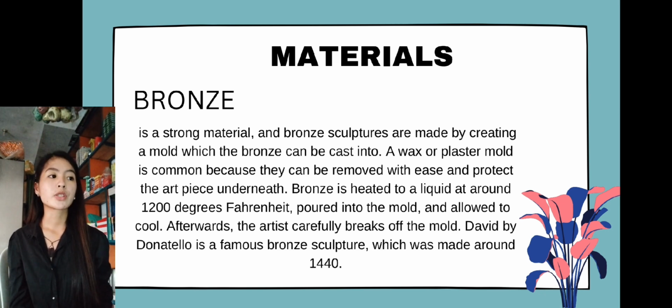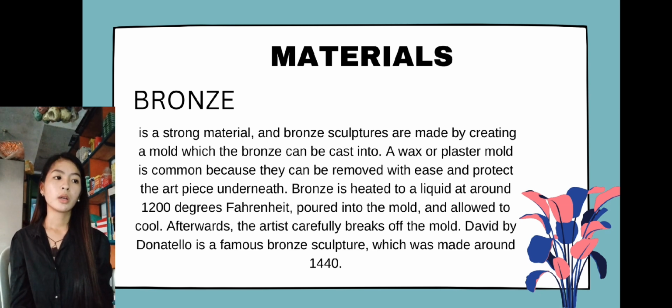A wax plaster mold is common because it can be removed with ease and protects the art piece underneath. So the bronze is heated to a liquid at around 1200 Fahrenheit, poured into the mold, and allowed to cool. Afterwards, the artist carefully breaks up the mold. This is by Donatello. It is a famous bronze sculpture which was made around 1440.